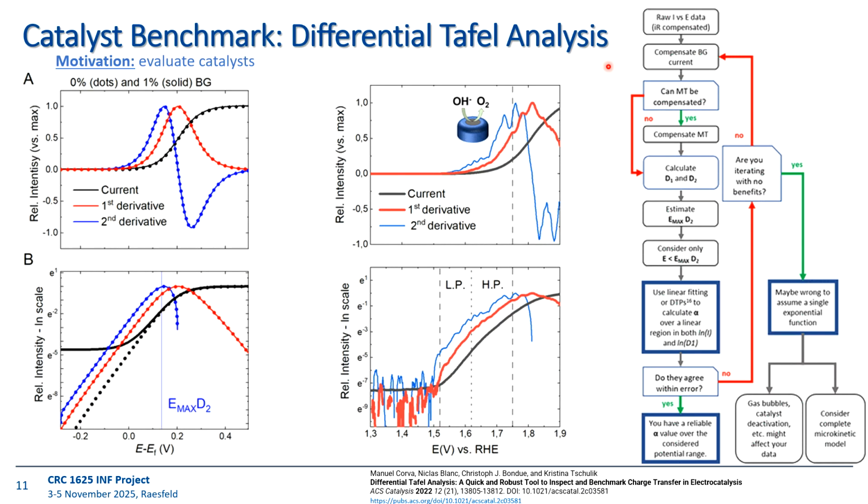Another good example of an external component extending the capabilities of RDMS is the Tafel slope analysis application. This is an important metric that can be used as a benchmark to evaluate catalyst activity. The application is based on the differential Tafel analysis methodology described in the publication from Professor Chulik's group.